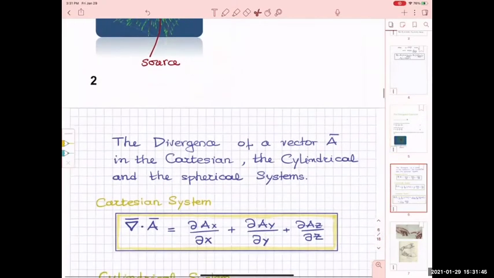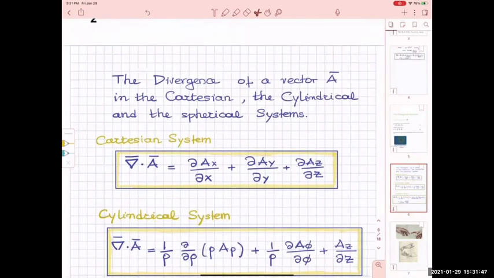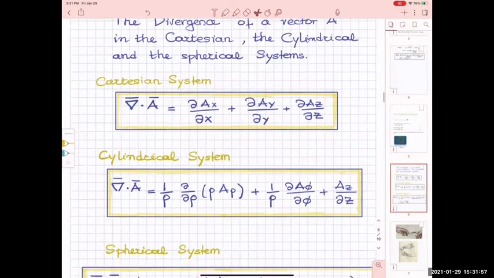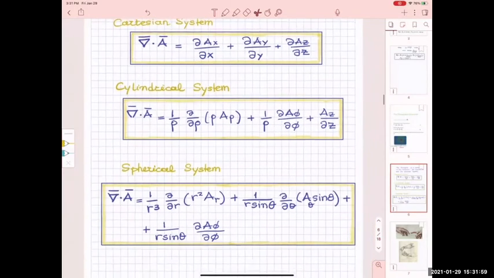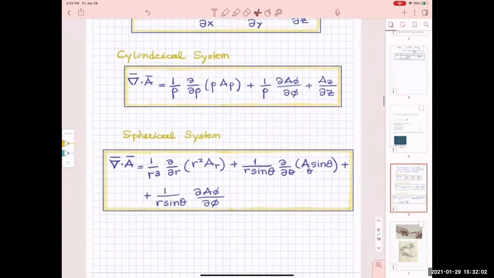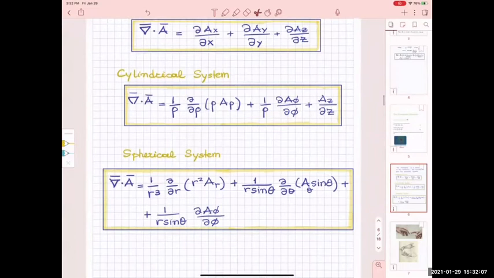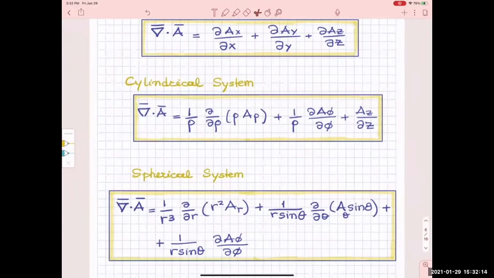Now, I wanted, before I give you the example, to tell you that I did the same here. I put in 3 rectangular frames, the expression for the divergence in the Cartesian, in the cylindrical, and in the spherical. Okay? And now we'll have the following discussion so you can understand why the divergence has been very fundamental in our lives.